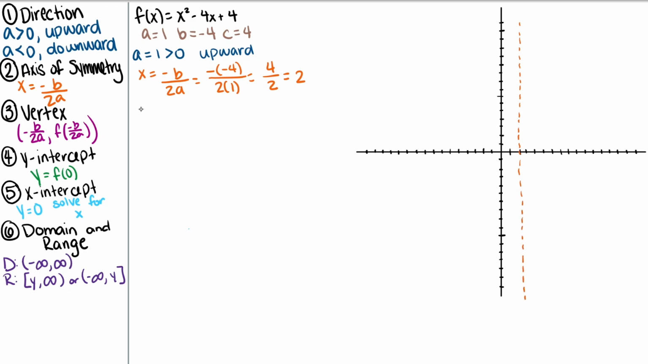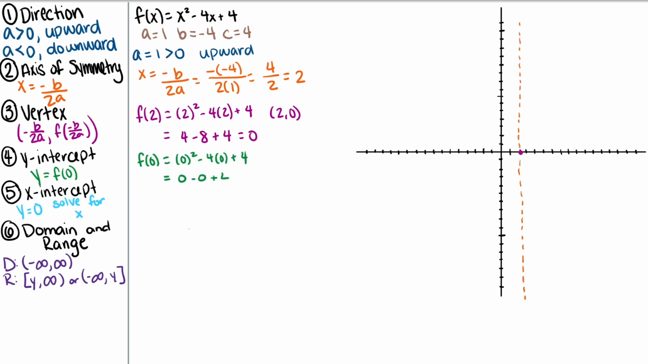For our vertex, we'll plug in 2 to our function to find our y-coordinate. So f of 2 is 2 squared minus 4 times 2 plus 4, which is 4 minus 8 plus 4, which is 0. Next, for our y-intercept, let's let x equal 0. So 0 squared minus 4 times 0 plus 4 is equal to 0 minus 0 plus 4, which is 4.